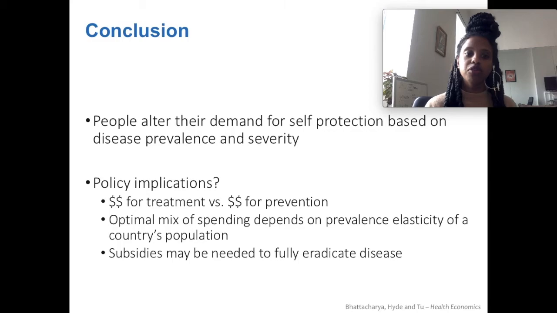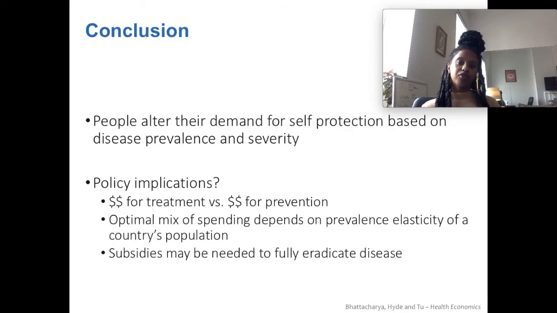So in conclusion from this chapter, essentially, we do have evidence that people's demand for self-protection is based on the prevalence and severity of a disease. And the implications this has for policy, essentially, is that we can invest in treatment and/or in prevention, and deciding on the mix between the two depends on the prevalence elasticity for the population.